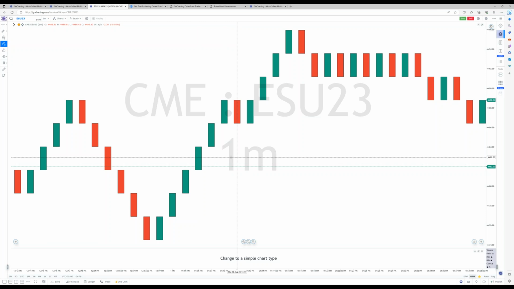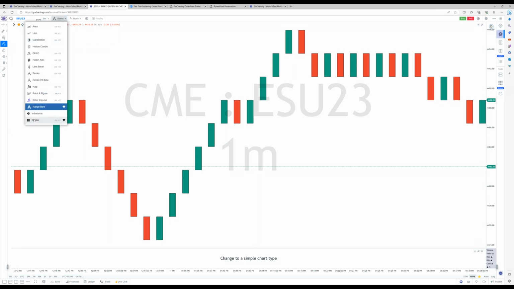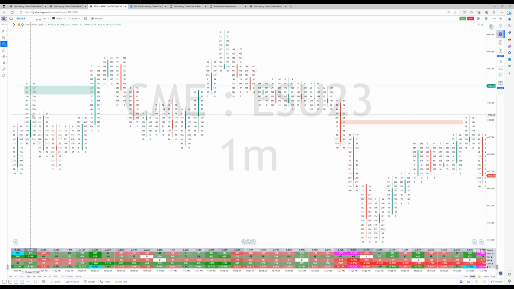So this isn't going to be a replacement for the NinjaTrader version yet. Maybe down the line when we get all our ducks lined up in a row, it can be. But at the moment, there's still things that need to be done, because at the end of the day, GoCharting, they're, I'll say, new to the scene.